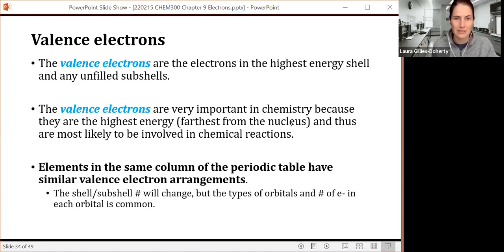What's really, really cool about the way the periodic table is set up, remember those groups, the columns are arranged so that elements with similar properties are in similar columns. Well, using the blocks on the periodic table, elements that have similar highest energy electrons, similar valence electrons, are also arranged that they're in the same groups on the periodic table.